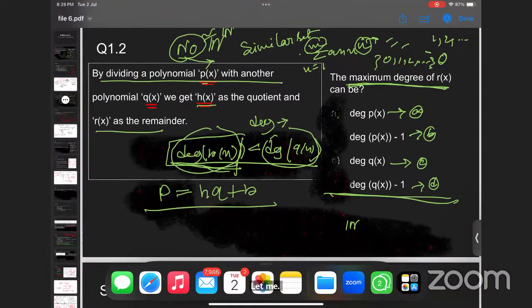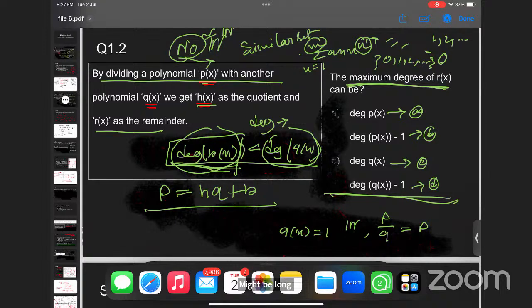Ma'am, suppose we are taking Qx as 1 and we are dividing Px by Qx. Then Px will be the remainder. Suppose Qx equals 1, and according to this question we are dividing Px by Qx. So this will again be P only. So the degree of Px will be the maximum, according to this question.